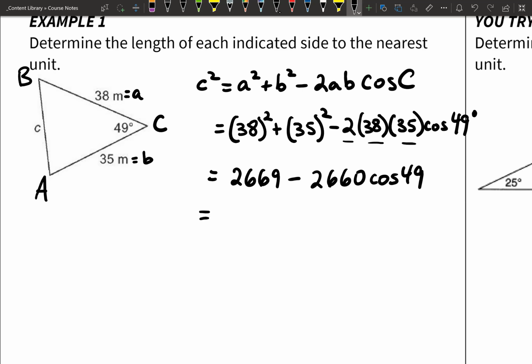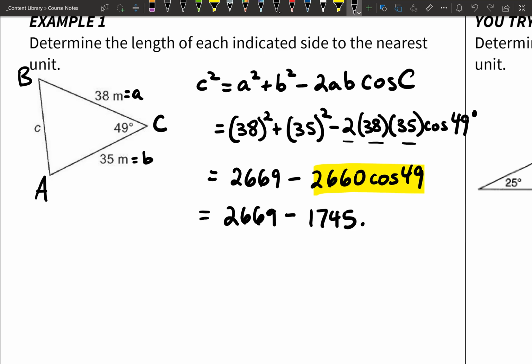And now here's where students make a common mistake where they subtract these two numbers, when you're supposed to multiply these two numbers, okay? So if I do 2660 times cosine of 49 on your calculator, and make sure your calculator is in degree mode, then I'm going to get 1745. So 2669 minus 1745.